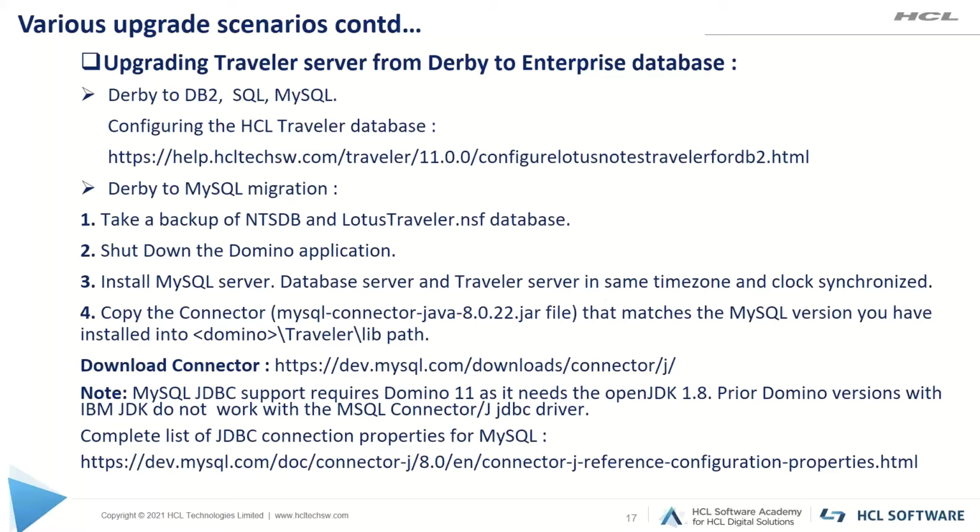Copy the connector that matches the MySQL version you have installed under Domino program directory /traveler/lib path. On this slide, you can find the URL for downloading the MySQL connector. MySQL JDBC requires Domino 11 or higher version as it needs the OpenJDK 1.8. Prior Domino versions with IBM JDK do not work with MySQL connector or JDBC driver. Moving on to next slide.